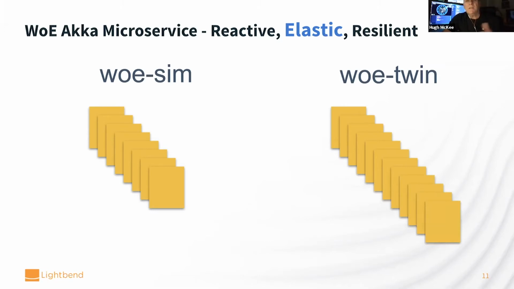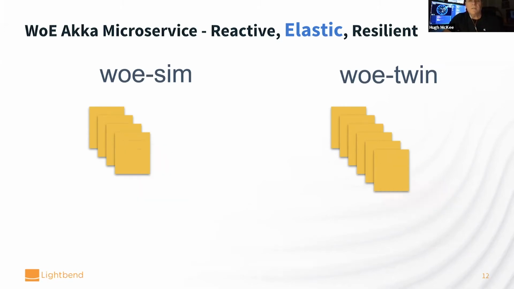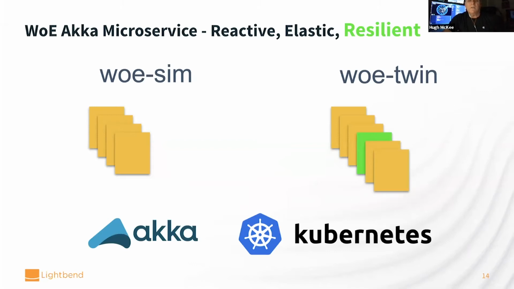So both the simulator service and the twin service can scale up or down. And we get that resiliency as well. If we lose one of the nodes in the cluster, say a Kubernetes pod dies for some reason, it's no big deal. This is just part of what Akka does. It just recovers from it.